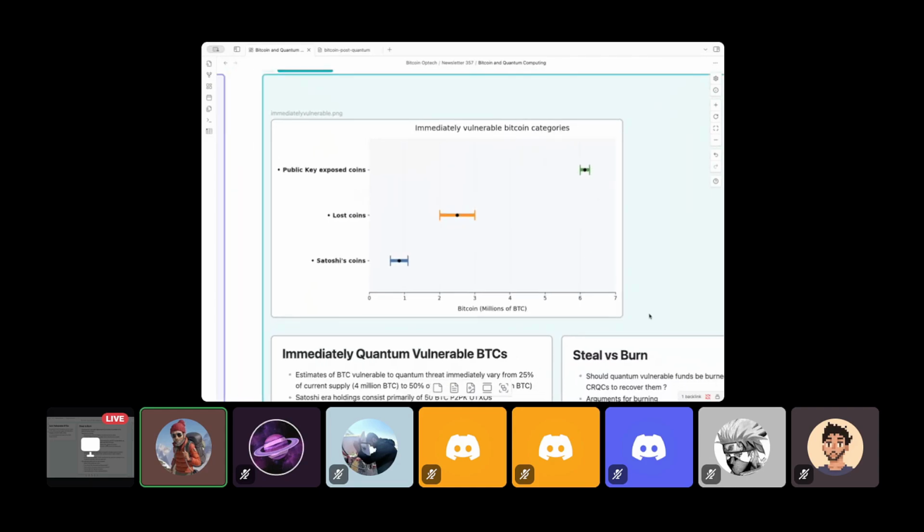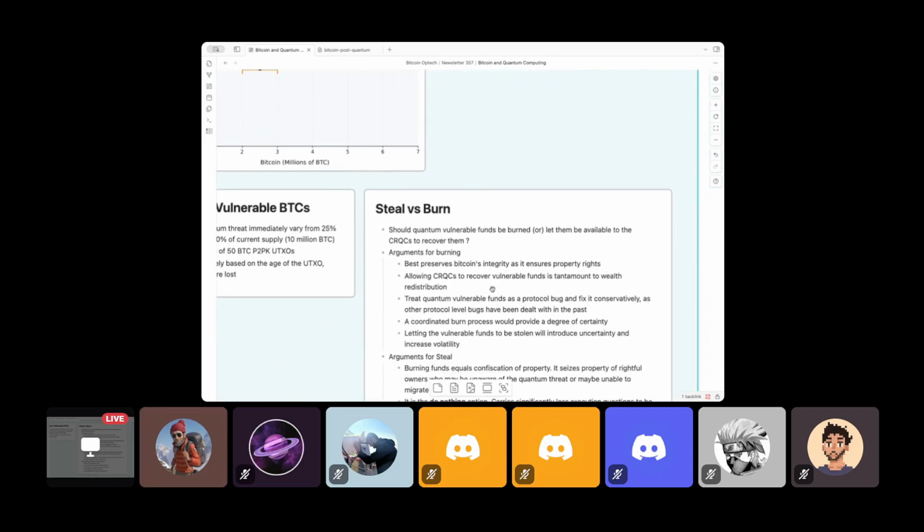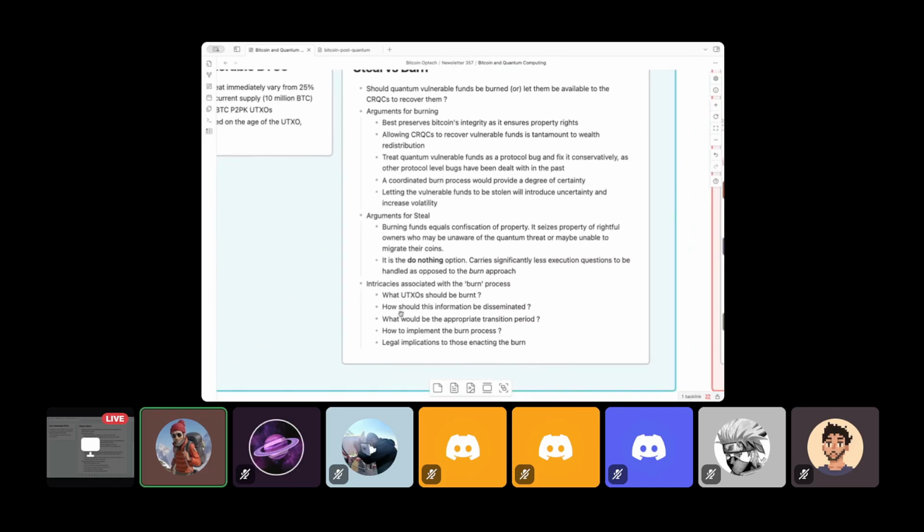These are all the questions that we have to address if we choose the burn path. And again, how do you disseminate this information if you are planning to burn? What is the best way to reach people? Somebody like Satoshi might have moved on to other stuff, and they might have tuned themselves off of all this. How do you disseminate information to them? And what is the appropriate transition period? Do we do it in a month? In a year? In 10 years? In 20 years? We don't know. And how to implement the burn process is also a big question mark. There is no agreed upon way to do the burn.